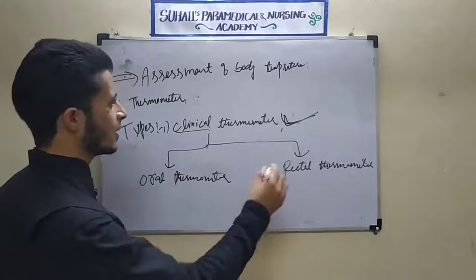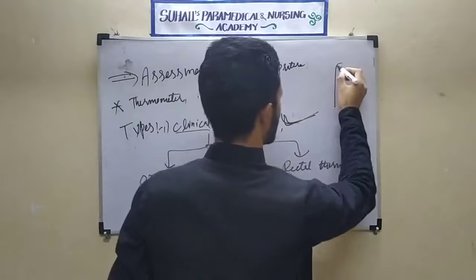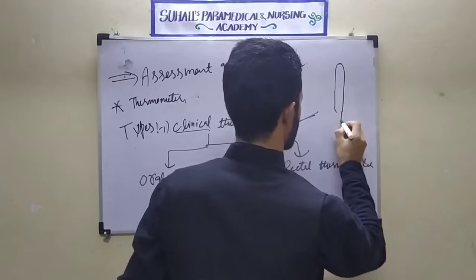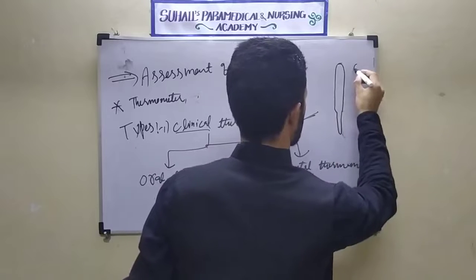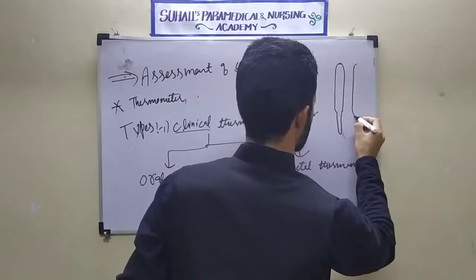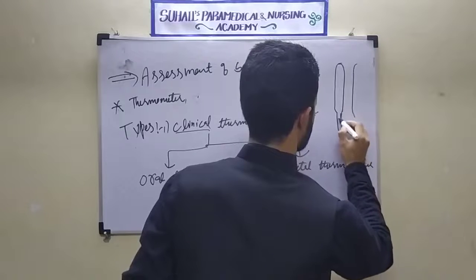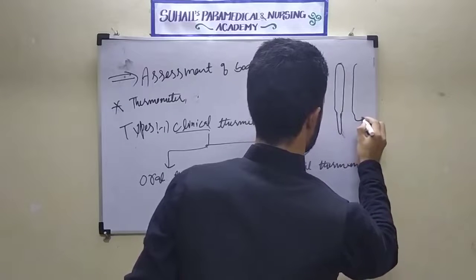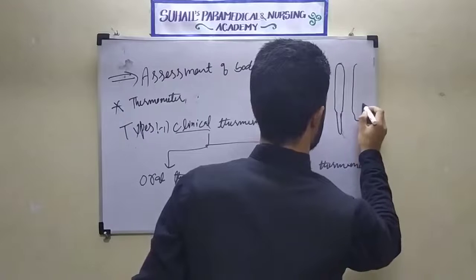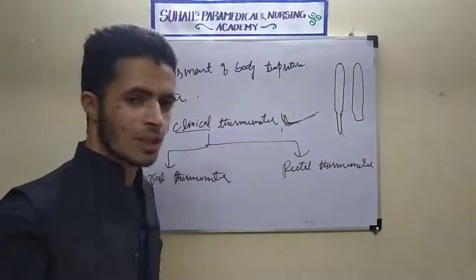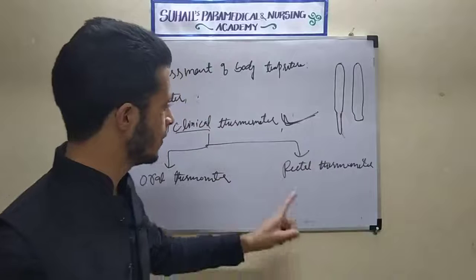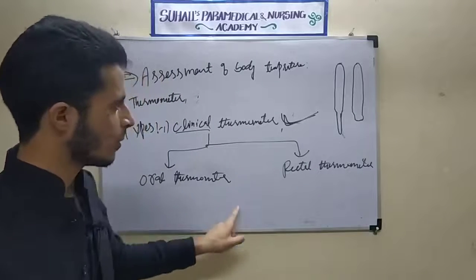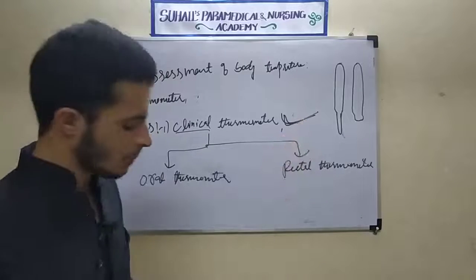Suppose I put here, this is the thermometer. This is one more thermometer. I have to tell the difference. These are the two thermometers. Remember this in thermometer, what are the parts first? Here I will also explain the parts of thermometer. Rectal and oral are the two thermometers, and also what are the parts of thermometer.